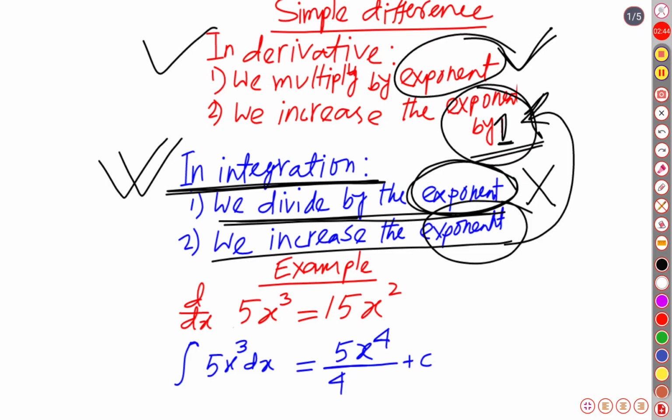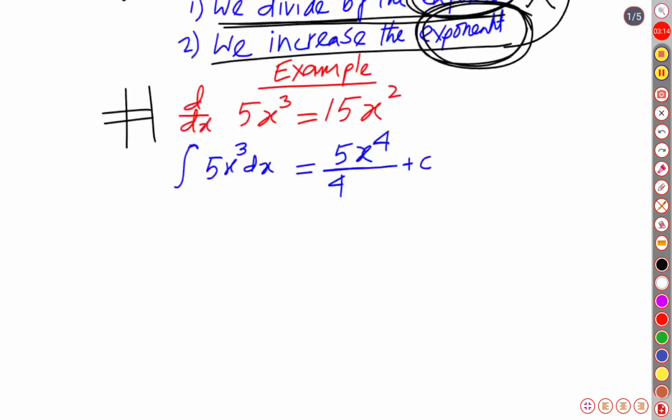In differentiation we multiplied by the exponent. In integration we are dividing by the exponent. In differentiation we reduced the exponent by 1, and in integration we will increase the exponent by 1. Okay, then let's see an example here. This is an example. Derivative of 5x cube. The derivative of 5x cube is equal to, I have done it just below.